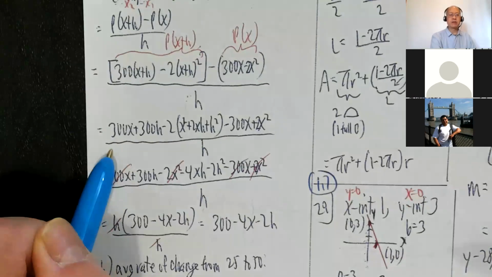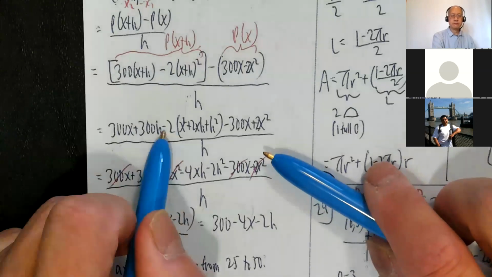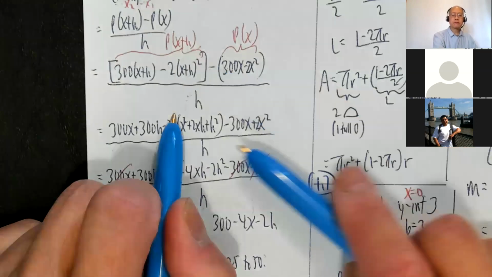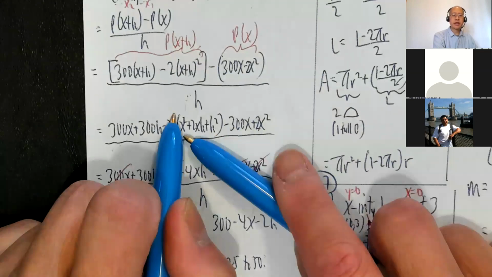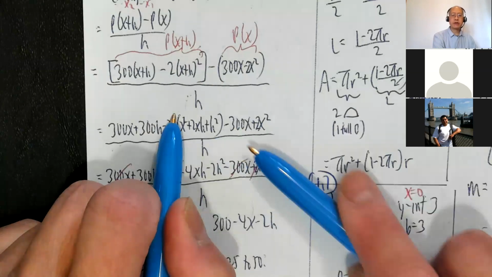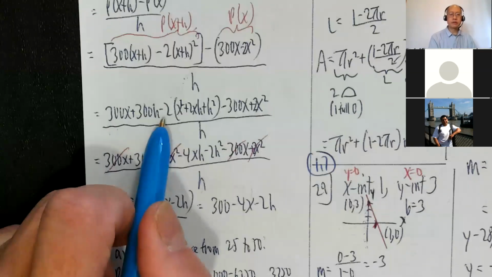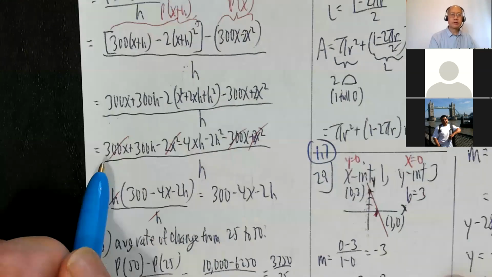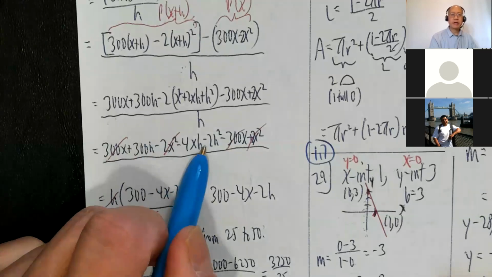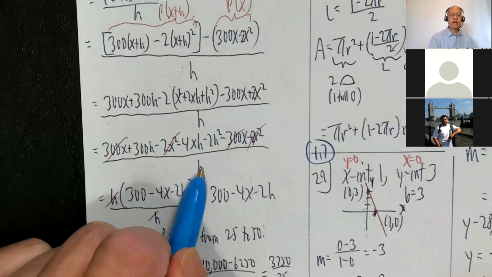All right, now some heavy duty algebra. So distribute: 300x plus 300h minus 2 times x plus h squared, x squared plus 2xh plus h squared. Distribute, distribute. So minus 300x plus 2x squared. And now I distribute the negative 2: 300x plus 300h minus 2x squared minus 4xh minus 2h squared minus 300x plus 2x squared, all over h.